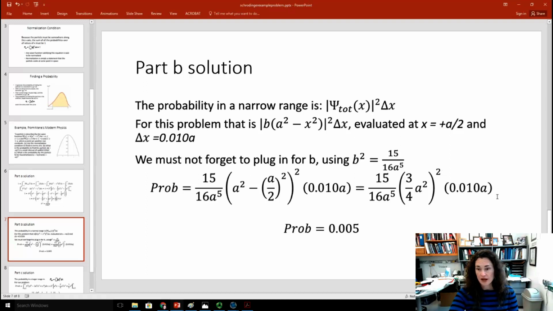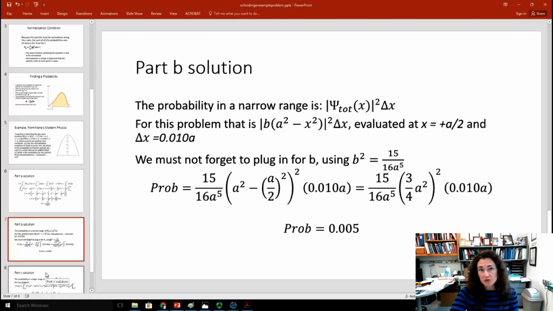So that gives me 15 over 16 a to the fifth times 3/4 a squared, squared, times 0.01a. Now, if I simplify that, I end up with a squared squared times a, which is a to the fifth, divided by a to the fifth. So all my a's cancel. And then I'm just multiplying 15/16 times 3/4 squared times 0.01. When I do that, I end up with a probability of 0.005 that the particle is located within that narrow range, centered at x equal to a over 2. So that's how to do part B.